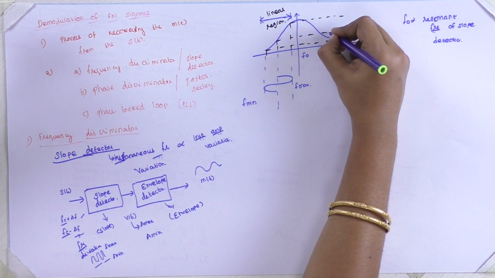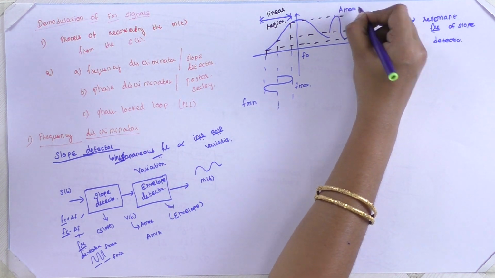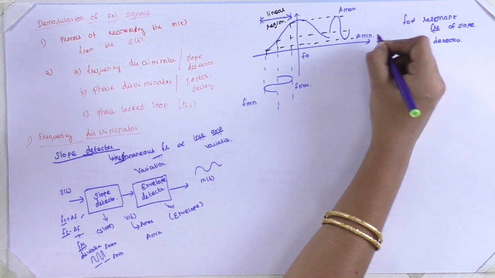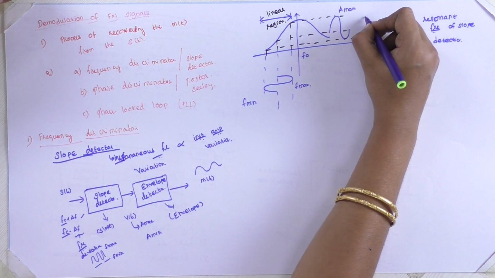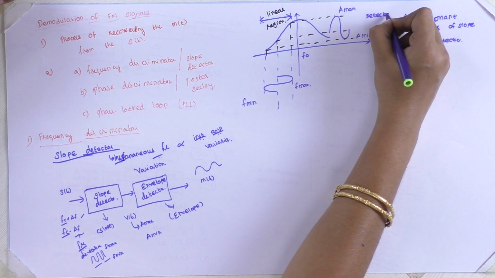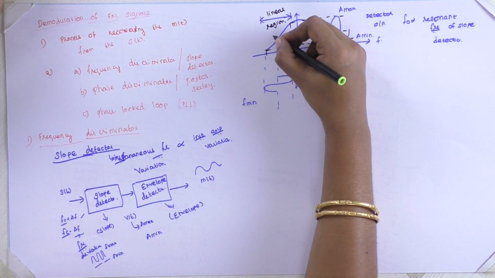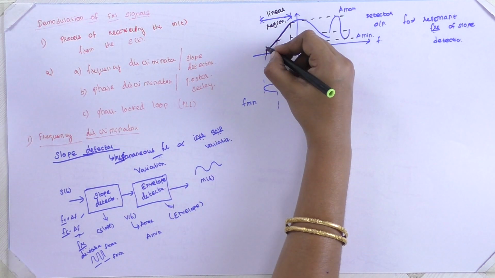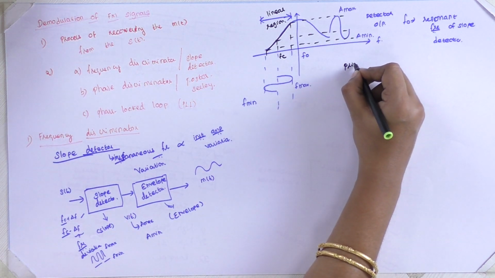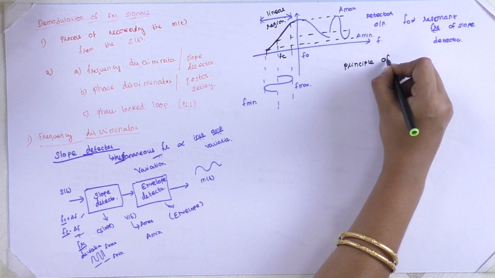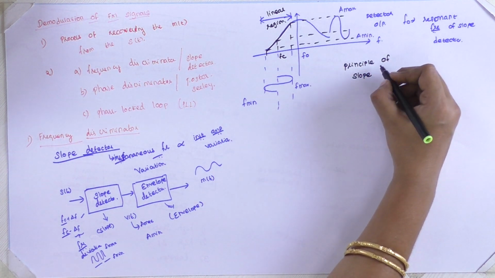With respect to the frequency variation, we are going to have amplitude variation, A max and here A minimum. So this is the detector output. This region is called the linear region. This is the center tuned frequency Fc. So this is the principle of the slope detector, how it works and how the frequency variations are converted into amplitude variations.